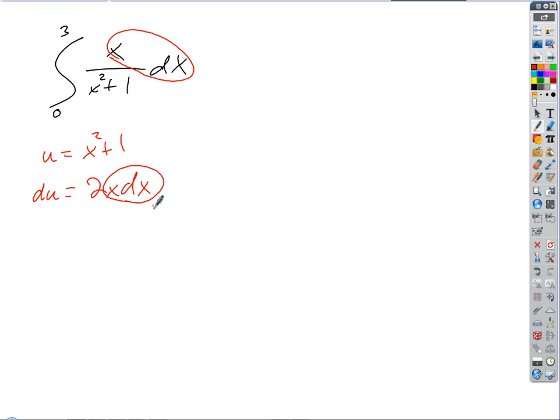So what does this look like? Is it always going to work out this perfectly? No, but that's okay. If it doesn't, we can try to complete the substitution. Here we get 1/2 integral du over u.